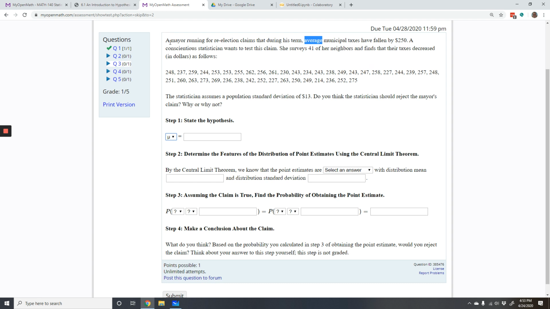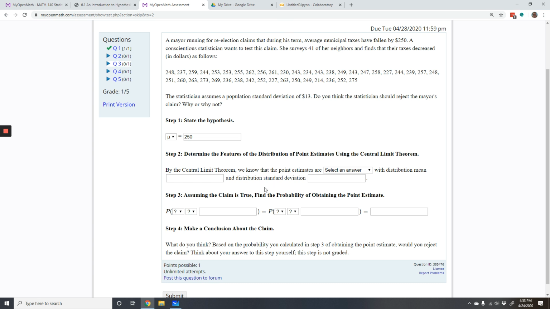And in this case, the mayor is claiming that the average municipal taxes have fallen by $250. So average is $250. Okay, so that's our step one. That's the hypothesis that we're claiming. Have average municipal taxes actually fallen by $250 or have they not?